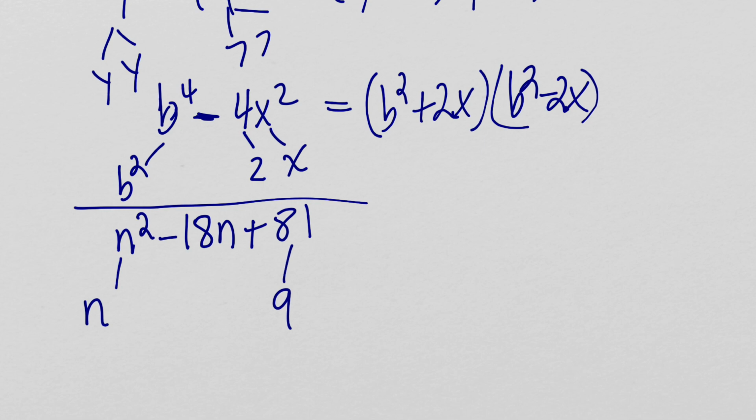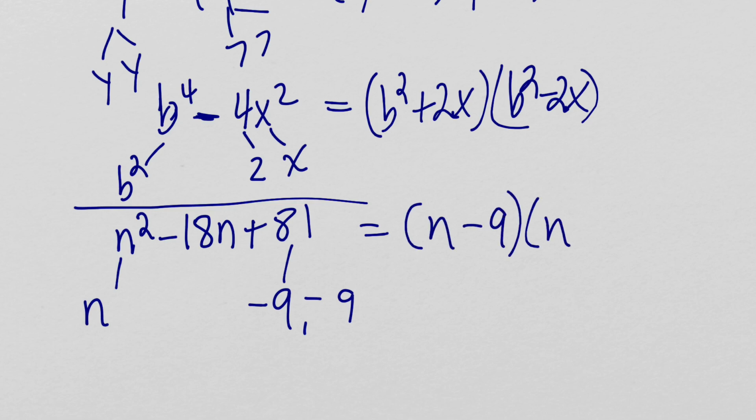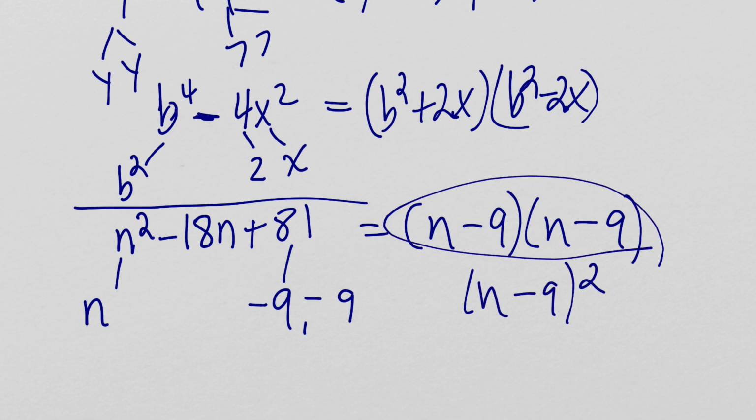And we want to know what sign does 9 have to be so that I get negative 18. They both have to be negative 9. So I'm going to have n minus 9, n minus 9. You could leave it like that, or you could condense it with a square. I'll take either answer. If that one's easier, then just do n minus 9 times n minus 9.